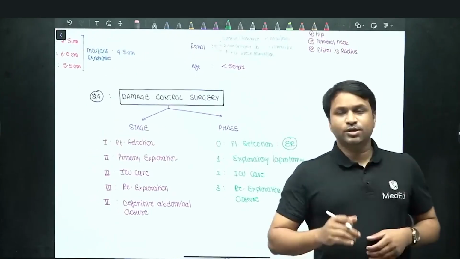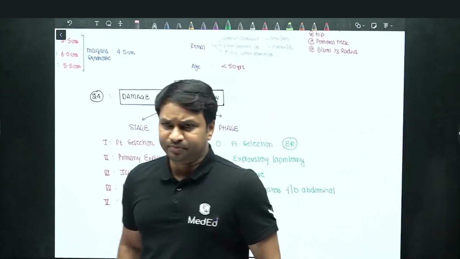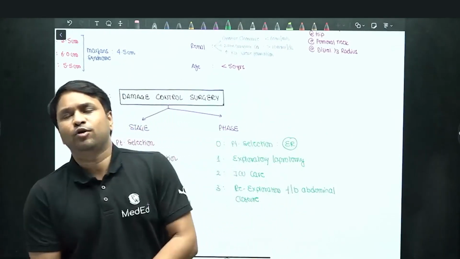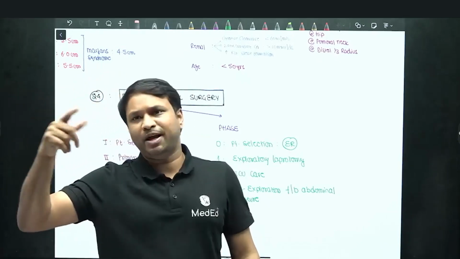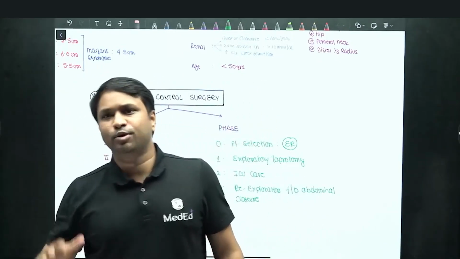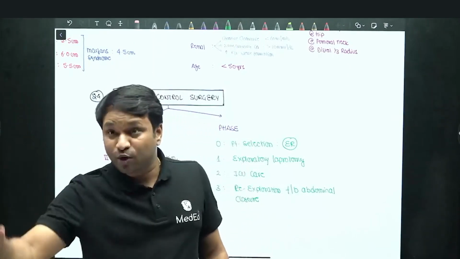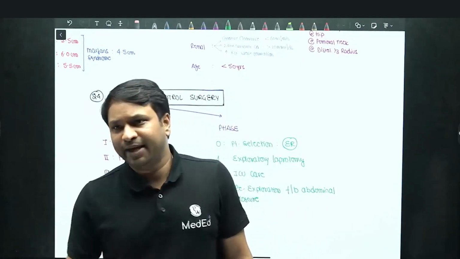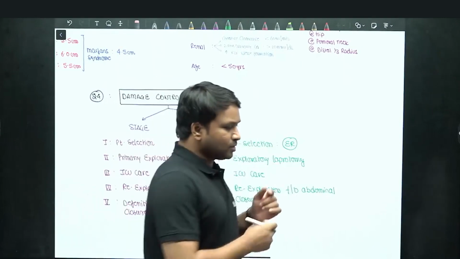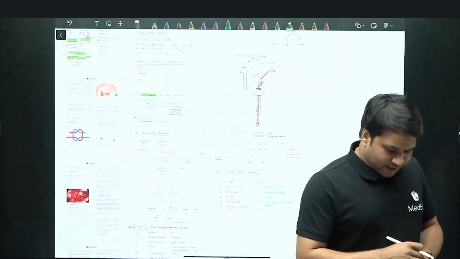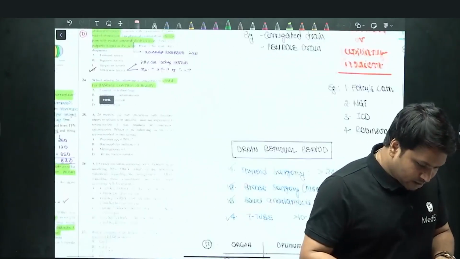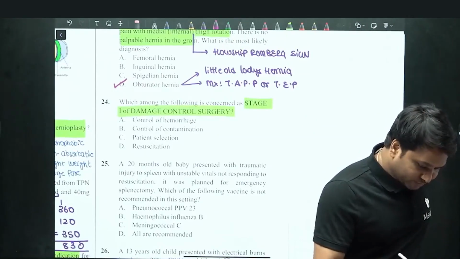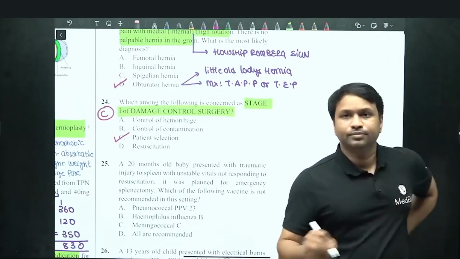So the only thing which is confusing is that stages and phases are almost the same. But phase starts from 0 and there is only 0, 1, 2, 3, whereas here there are 5 components, right? Stage 1 patient selection, 2 is primary exploration, 3 is ICU care, 4 is re-exploration, 5 is definitive abdominal closure. Phase 0 is patient selection, phase 1 is exploratory laparotomy, phase 2 is ICU care, and phase 3 is going to be re-exploration with abdominal closure. Okay? So here in the question they are asking what is stage 1? Stage 1, it is patient selection. So C for Calcutta.